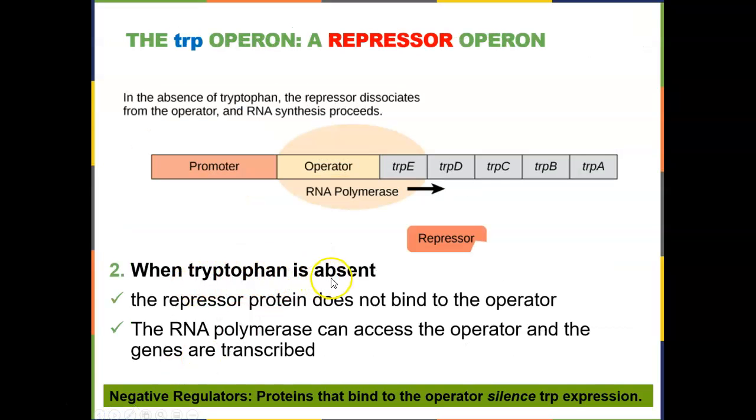But if tryptophan is low or absent, then there's no tryptophan to bind onto this repressor molecule. This repressor molecule then will not bind to the operator, and therefore RNA polymerase is allowed to bind to its promoter and continue down this DNA pathway where it will make a messenger RNA that will make tryptophan molecules.